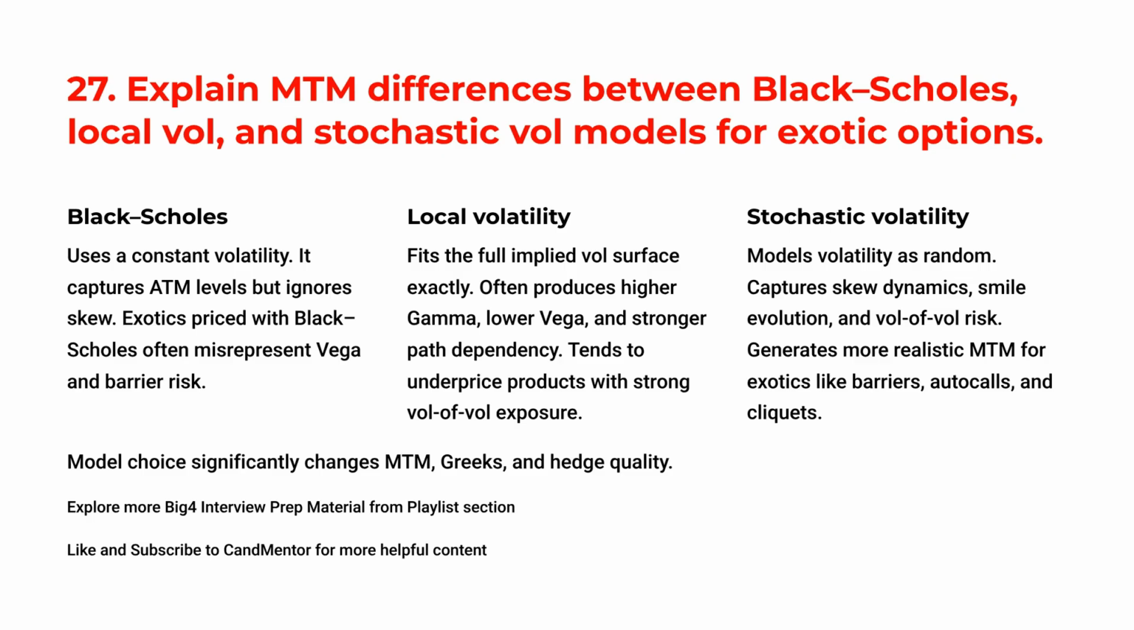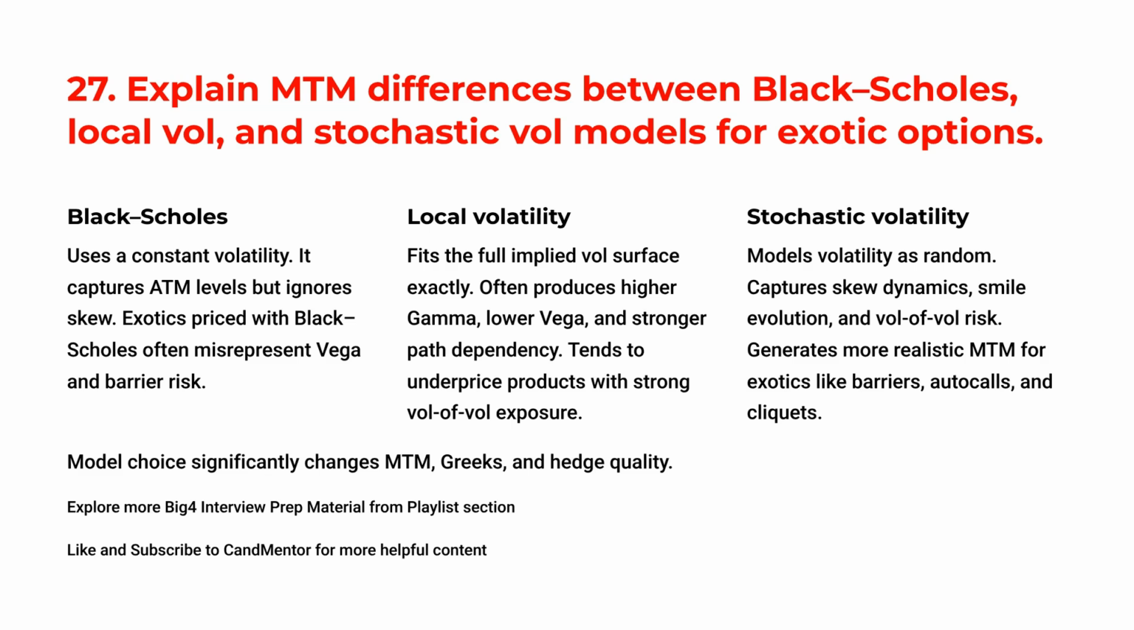Explain the differences between Black-Scholes, local vol, and stochastic vol models for exotic options. Black-Scholes uses a constant volatility. It captures ATM levels but ignores skew. Exotics priced with Black-Scholes often misrepresent Vega and barrier risk.